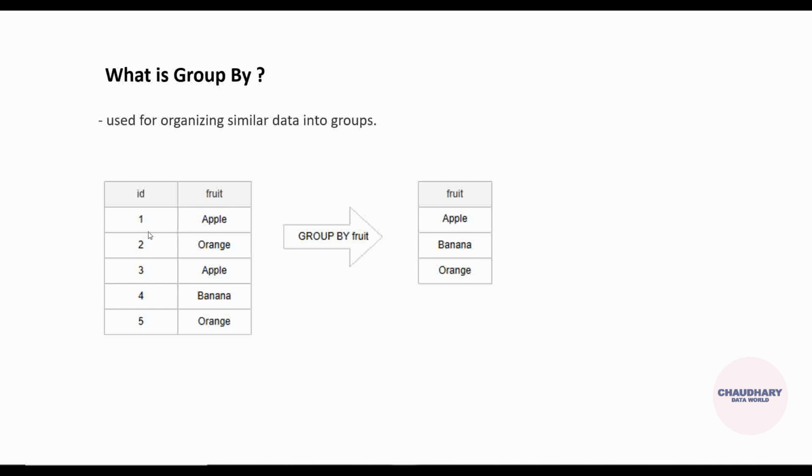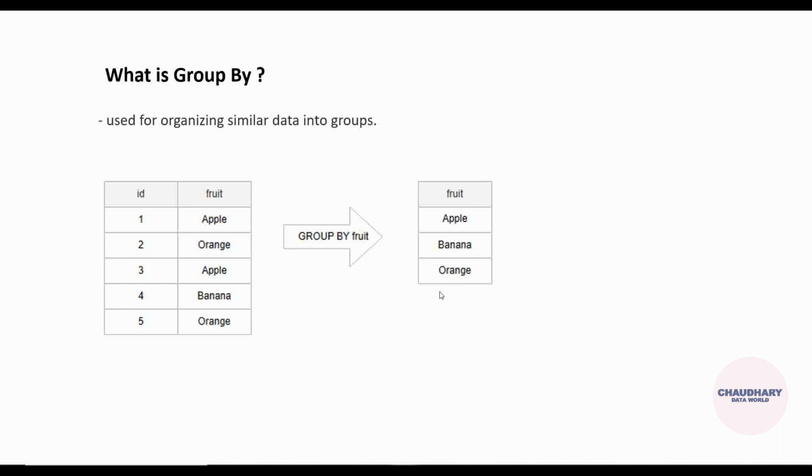So you can see here that this is a very basic table that has an ID and fruit names. When it is grouped on the basis of fruit, you can see that apple is the unique one. There are two times apple, then banana, then orange. Like this, it has been grouped into another table. So basically, this became the grouped table.